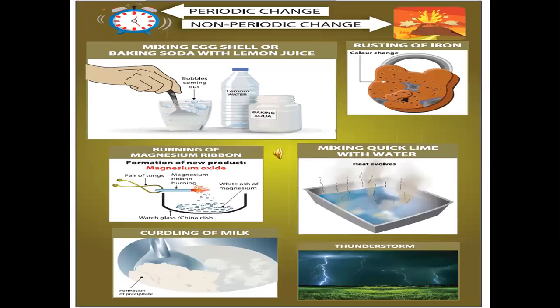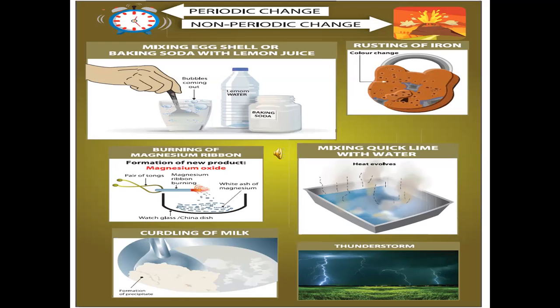Periodic change and non-periodic change. Changes that repeat themselves after a definite interval of time are called periodic changes. And changes that do not repeat themselves after a definite interval of time and occur randomly are called non-periodic changes. Mixing eggshell or baking soda with lemon juice is an example of change. From this picture, these are examples of periodic and non-periodic change.